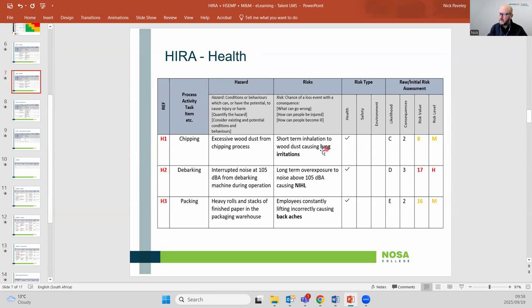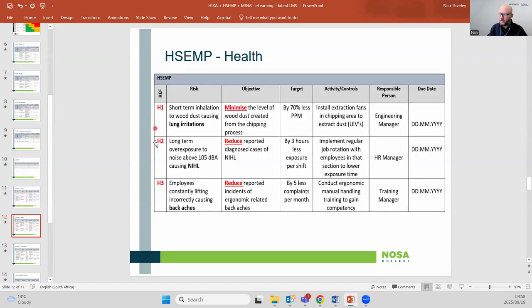Short-term inhalation to that wood dust, resulting in lung irritations. Long-term overexposure to that interrupted noise from the debarking machines, resulting in noise-induced hearing loss. And for H3, employees constantly lifting incorrectly, causing backaches. So the referencing and the risks are pulled all the way through into the management plan. H1, H2, H3, and there's the risks.